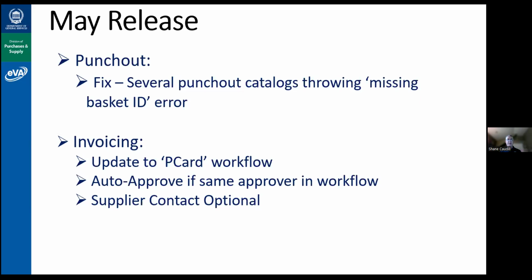A couple things that are coming in. Several of our punch out catalogs, we have a handful of them, are throwing a missing basket ID error. It's not always consistent. We're going to go ahead and get that fix in for May, which will be nice. Some more invoicing changes there. You see the update to the P card workflow, some additional updates there.